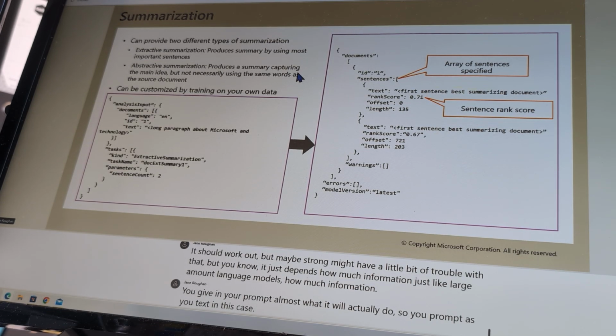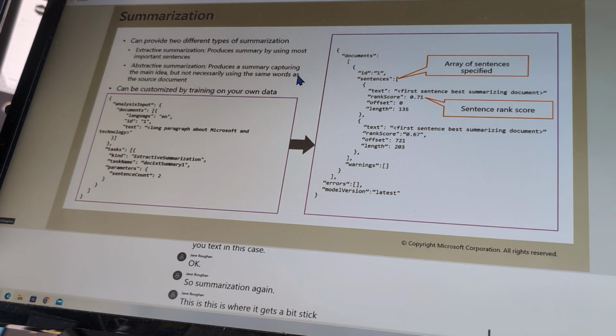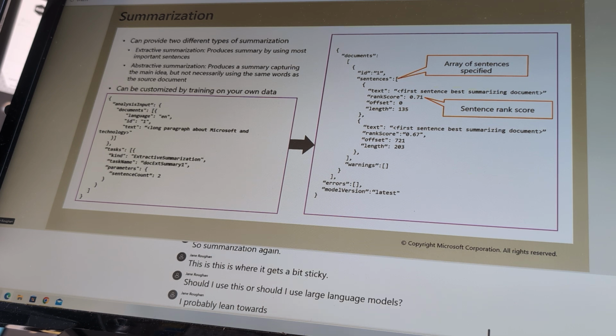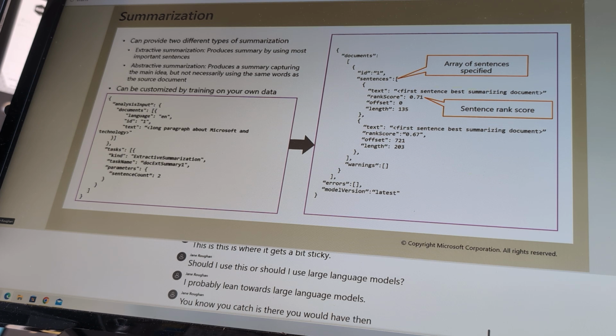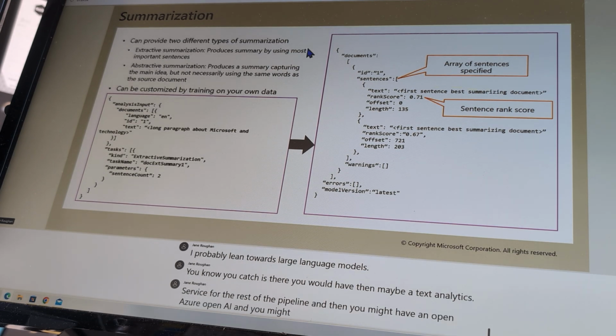Okay, so summarization, again, this is where it gets a bit sticky. Should I use this or should I use large language models? I probably lean towards large language models. The only catch is there you would then maybe have a text analytics service for the rest of your pipeline, and then you might have an Azure OpenAI, and you might ground that on your own data.